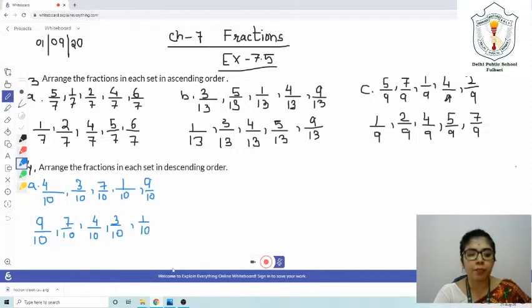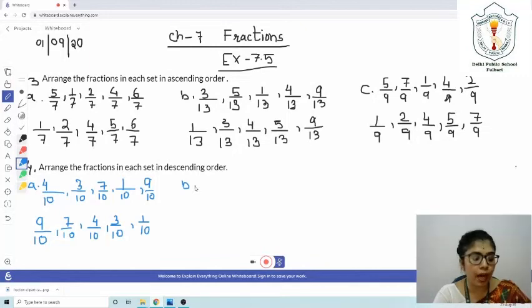Children, again I am telling you how we will identify which is the smallest fraction and the biggest fraction. Here you see all the denominators are the same. So when the denominators are the same, we can easily check the fraction with just the numerators. So here the numerators, you see, we can easily identify from the biggest to the smallest. Now let us move to question number B.